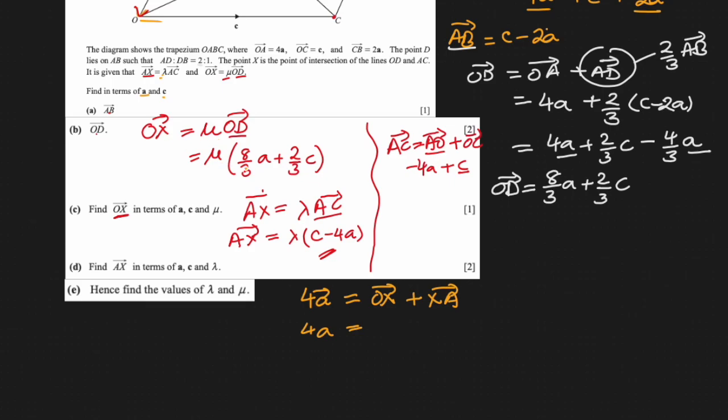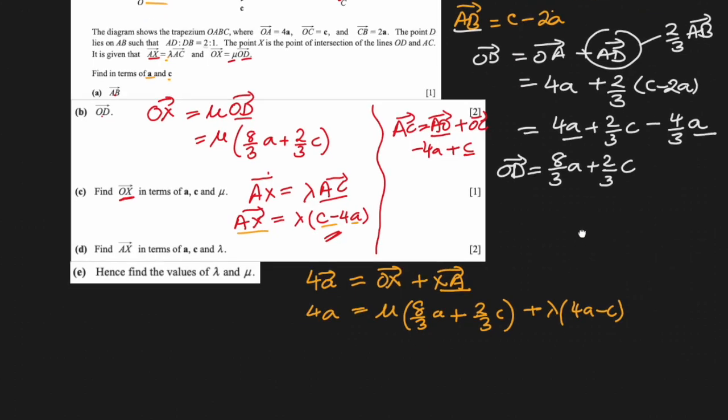OX is this mu 8/3A plus 2/3C. Then XA is opposite of AX, so it will be plus lambda, but we will change this to 4A minus C. Why? Because if we multiply this by -1, they change their sign and it can be reversed. 4A and C can be reversed.